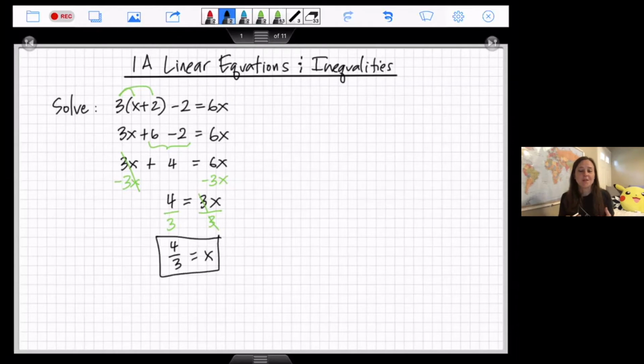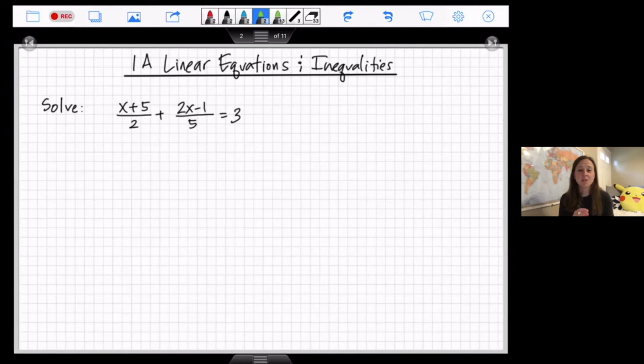All right. And don't panic when your answer is a fraction. Real life does not happen in whole numbers. It happens in fractions and decimals and all kinds of weird numbers. So I don't go out of my way to make sure that our equations come out to whole number solutions. Getting a fraction doesn't mean you made a mistake. 4/3 is a perfectly good number.